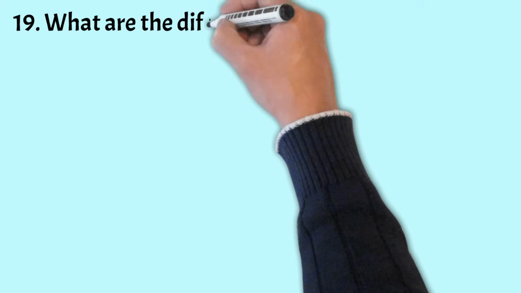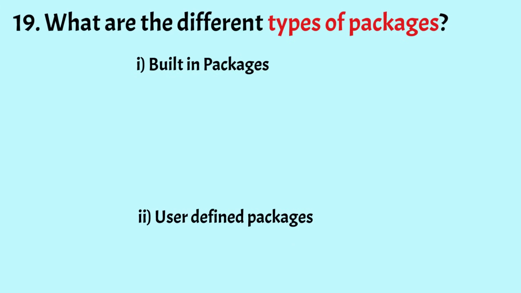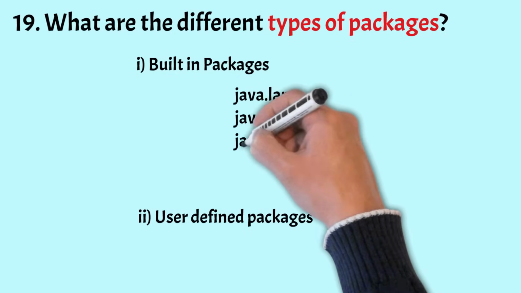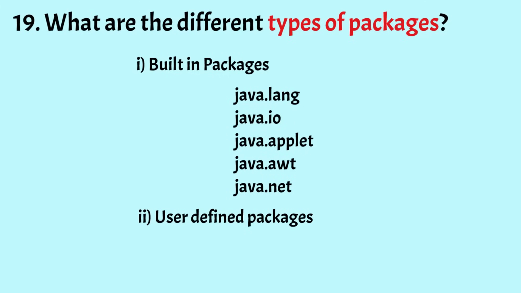The next one is, what are the different types of packages? Packages are divided into two categories: built-in packages and user-defined packages. Built-in packages are pre-written and are stored in the Java API, and are free to use. They consist of packages for managing input-output, data, programming and many more. And here are some of the commonly used built-in packages. Next is user-defined packages, and these packages are created by the user.